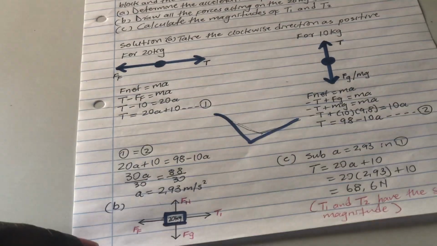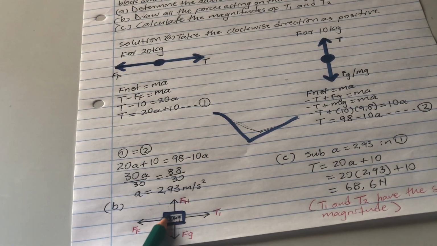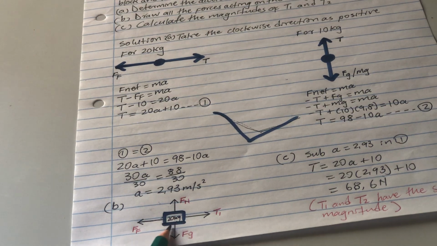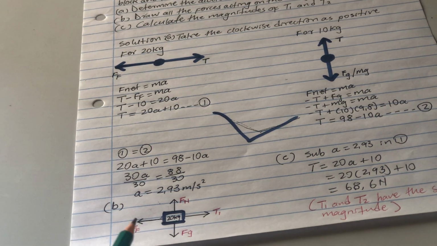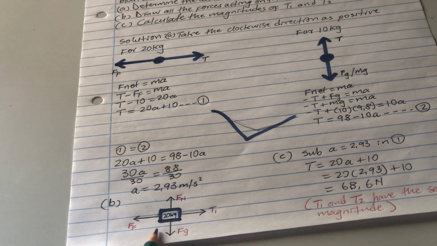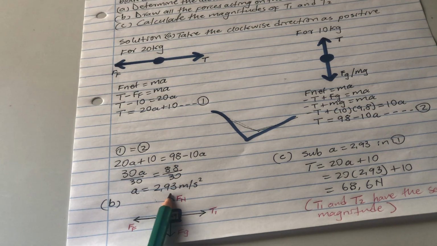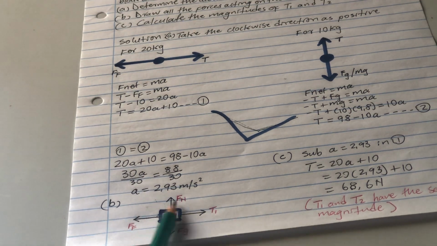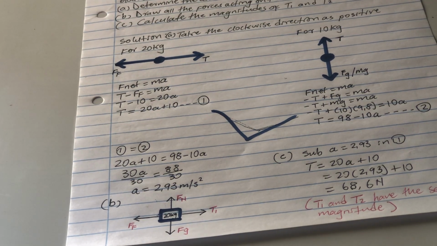That's why I just put a box here. If it was a free body diagram, I was going to put a dot here and indicate the forces around that dot. But they're saying that a force diagram, 20 kg, T1, and then FF, F normal, and FG. These are all the forces that are acting on the 20 kg block.